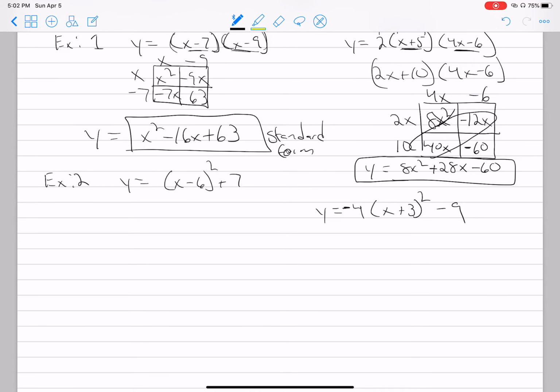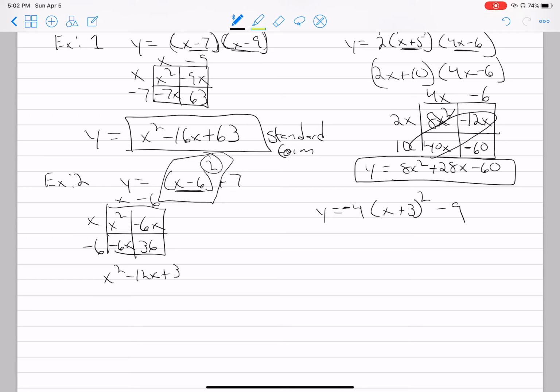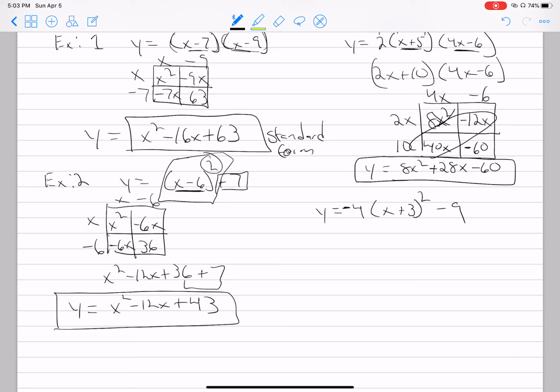I can do almost the exact same thing with this next one. Parentheses, nothing to do inside parentheses. Exponents, there's an exponent. So I gotta use my area model to support me. X minus 6 times x minus 6, because that's what x minus 6 squared means. X squared minus 6x minus 6x, 36. X squared minus 12x plus 36 plus 7 gets me x squared minus 12x plus 43. There we go.